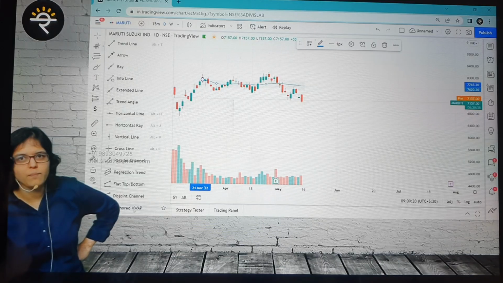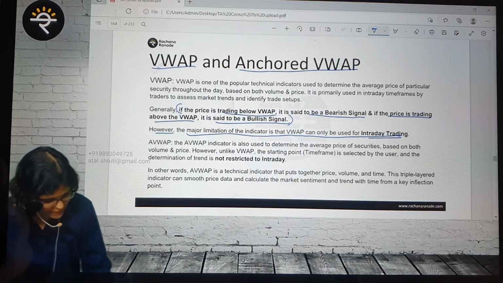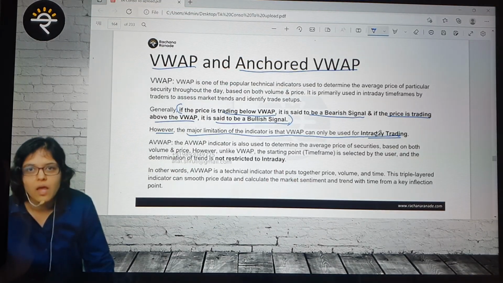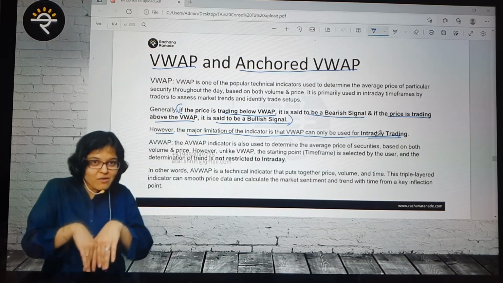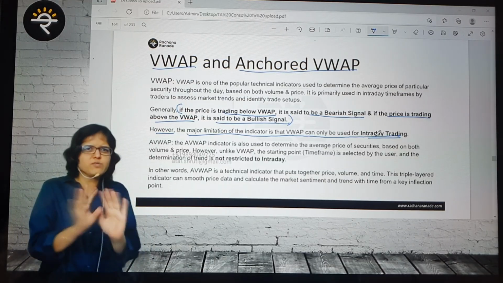So here we are doing an anchor VWAP, right? One minute. This VWAP that we are saying, VWAP is only for intraday. Anchor VWAP is what we are discussing right now. Anchor VWAP can also be used on a daily time frame. That is the only difference between VWAP and anchor VWAP.